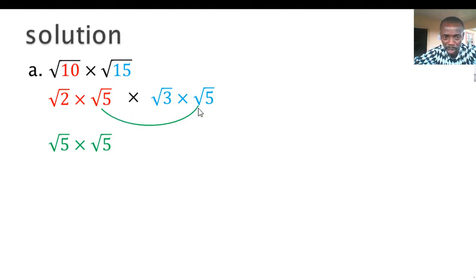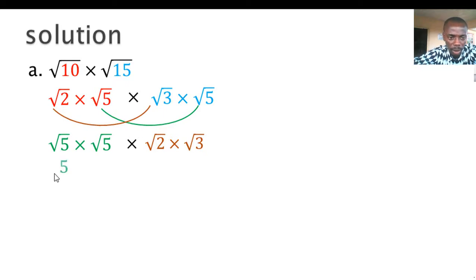So this is root 5 multiplied by root 5. I'm bringing the remaining roots, that's root 2 multiplied by root 3. Okay, so root 5 multiplied by root 5 is going to give me 5. Root 5 multiplied by root 5 is 5. Then multiplied by root 2 multiplied by root 3 will give root 6. So I can have my final answer to be 5 root 6.